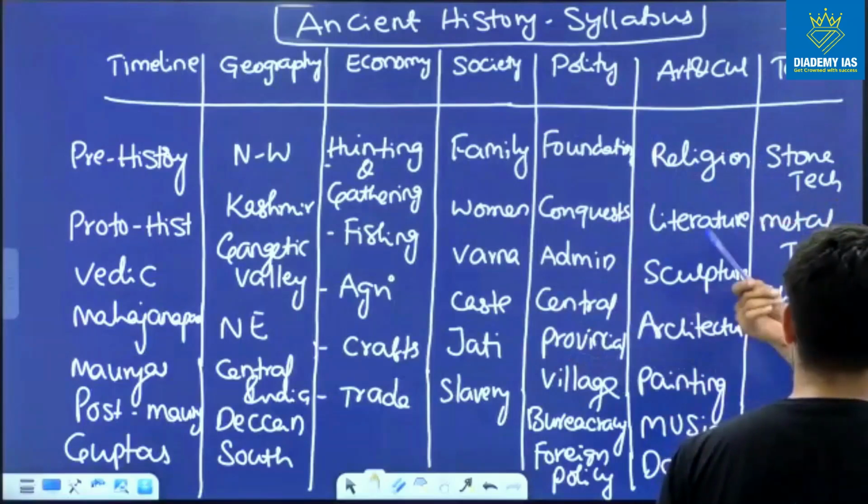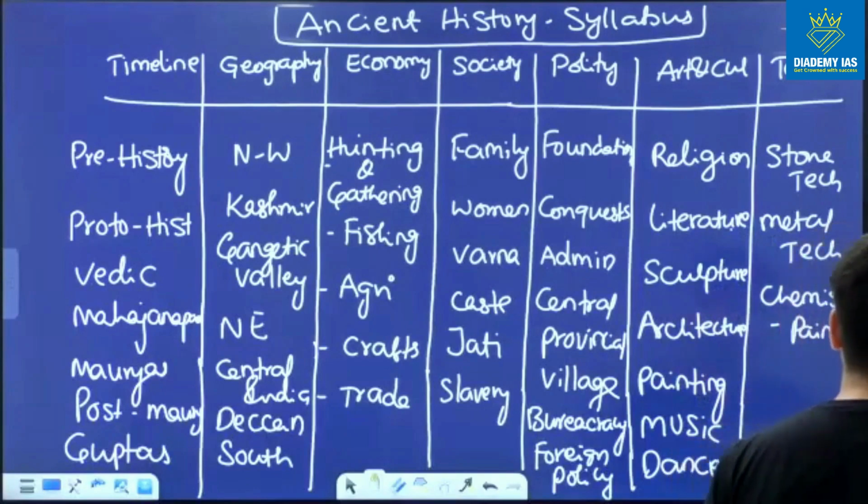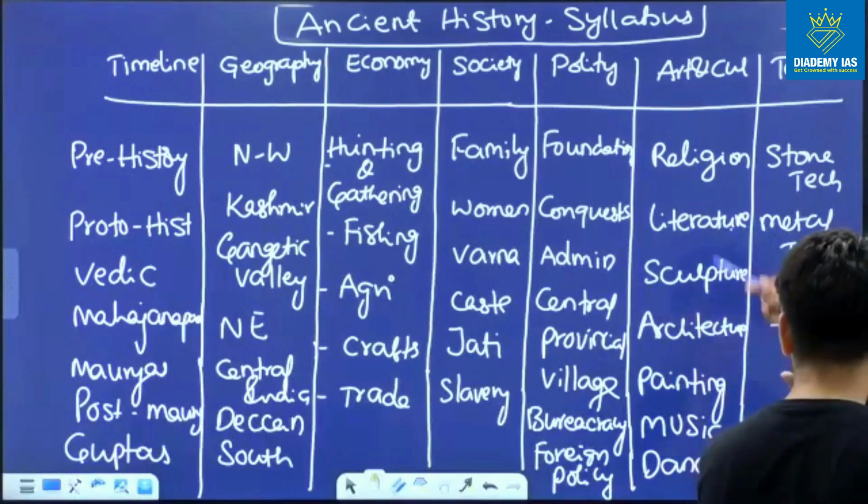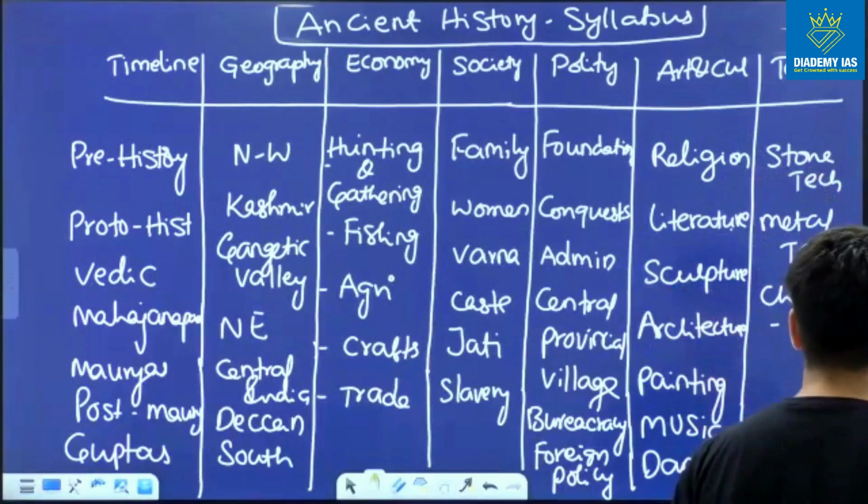Religion: we are still following ancient roots. Literature: we have some of the best literature in the world. Sculpture, architecture, painting, music, dance remain relevant, because every day we enjoy these art and cultural features that have their roots in ancient India. If we don't know about our ancient past, we cannot really appreciate what is happening today.